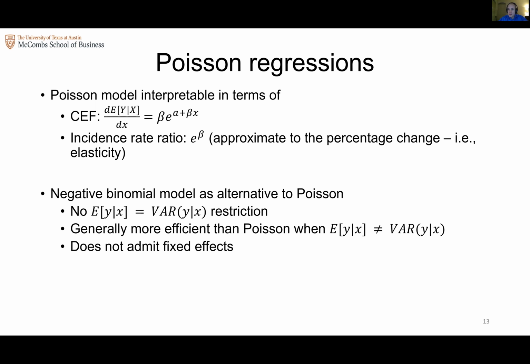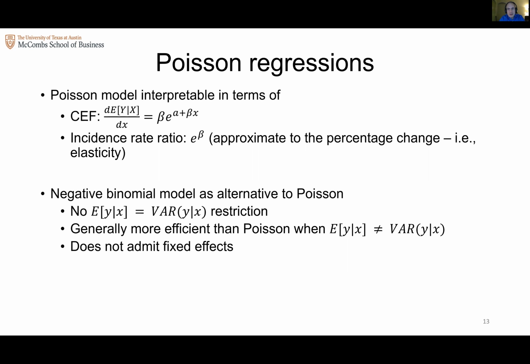Now, the other model that we might think about estimating if we're dealing with count data is the negative binomial model, okay? And the negative binomial model doesn't impose this restriction that the conditional mean and conditional variance have to be the same. So it's more flexible in that sense, which is a desirable property. And generally, it's going to be more efficient than the Poisson model if that condition doesn't hold.